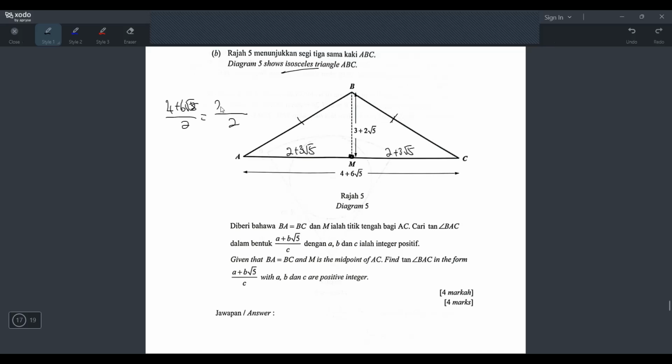So what you do is you will take out 2 here. So 4 and 6 can divide by 2, right? You will be left with 2 plus 3 square root 5. Then only you can cut, because now it's a times relation. So it's 2 plus 3 square root 5. That is why this one and this one is 2 plus 3 square root 5.